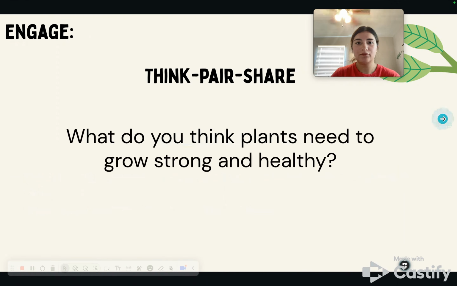Okay, let's move on. So now I want to ask you guys, based off of what you know, what do you think plants need to grow strong and healthy? I'm going to give you about 15 seconds just to think about that. So we're just going to be quiet and think about, what do you think plants need to grow strong and healthy? All right, go ahead and share with your partner what you think plants need to grow strong and healthy.